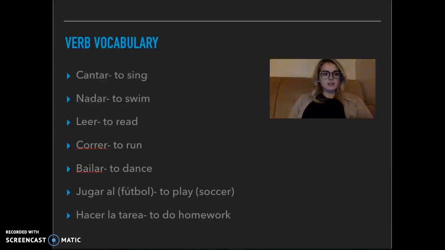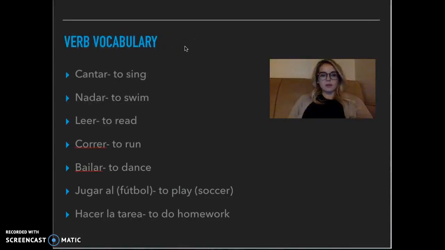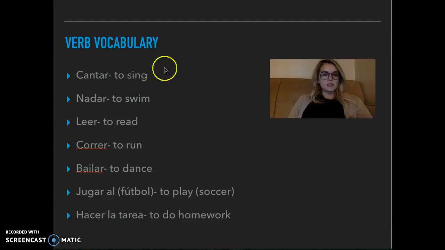To start us off, let's go over some new verb vocabulary. This is just a simple list of a few verbs. Cantar, to sing, nadar, to swim, leer, to read, correr, to run, bailar, to dance, jugar al fútbol, to play soccer, hacer la tarea, to do homework. So you might want to jot these down in your notes so you can refer back to them easily and not have to come back searching through the slides.